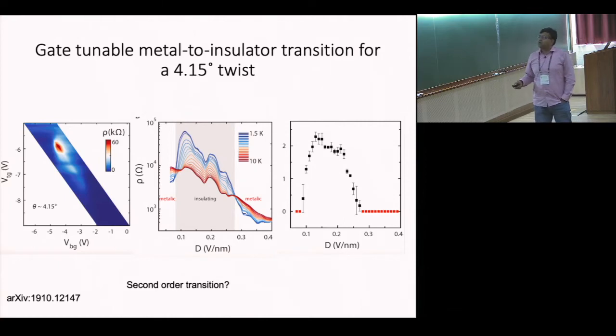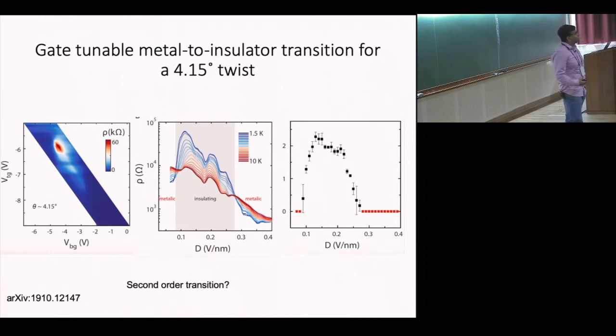And one of the very interesting things of this is you can look at the activated behavior of gaps on the insulating side, and you can plot out what these gaps do as a function of electric field. It has this nice dome-like behavior. And on either side where there's a metal to insulator transition, we see that this gap continuously goes to zero, at least within transport. So this is perhaps some evidence that this transition is actually second order, which would be quite rare and interesting.